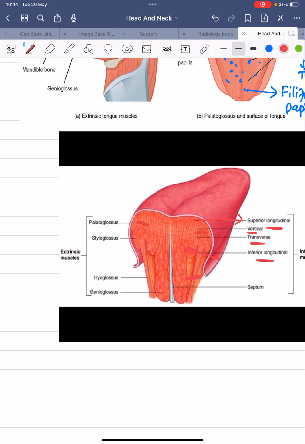So what are the functions of these intrinsic muscles of the tongue? Please remember, they will alter the shape of the tongue. This is their main function. So if anyone asks you what is the function of the intrinsic muscles of the tongue, you can say that intrinsic muscles help in shape changes.